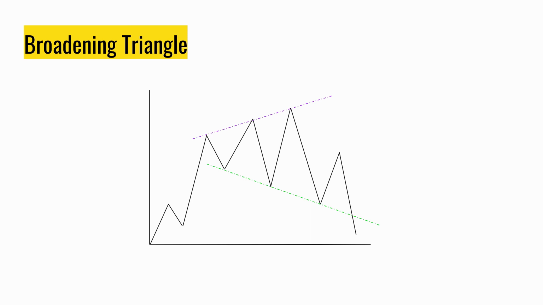Here we see a broadening triangle. The broadening triangle is made up of a purple line that represents the upper trend line, and it's pointing upwards. On the other hand, the green line represents the lower trend line, and we see that it's pointing downwards. This causes the triangle to widen. In this case, the upper trend line is made up of 3 higher highs, and the lower trend line is made up of 3 lower lows. If you see this kind of pattern, you should probably sit on the sideline because it is very hard to predict when price breaks out in either direction.